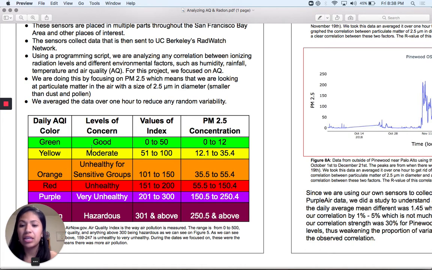And as we can see here, this is an AQI chart. This is how we measure air quality index. So we have these index values from 0 to 50, which is good air quality, 51 to 100, which is moderate air quality, 101 to 150 is unhealthy. And so this translates to PM 2.5 concentration. So how much PM 2.5 there is when there's good air quality, when there's moderate air quality, etc.